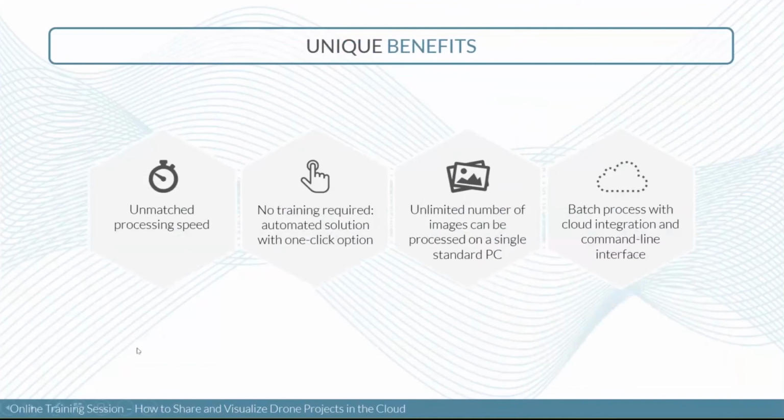So again, Correlator 3D can bring you some unique benefits to your processing. We have unmatched processing speed. Most of the processing is done on the GPU, the SSD drive, and also the CPU, so we use most of the performance of your computer to generate mapping products as quickly as possible. We also have no training required, with an automatic one-button-click solution that I call the automated workflow.